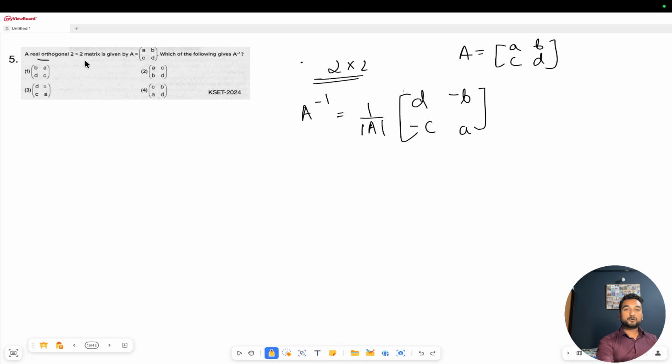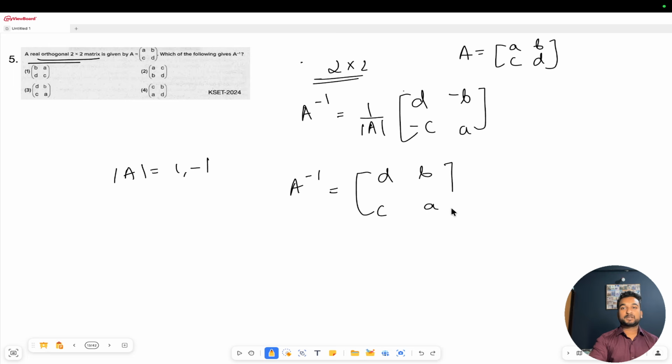But here they have given an orthogonal matrix, and for an orthogonal matrix its determinant is +1 or -1. For any orthogonal matrix, its determinant is +1 or -1. So A inverse can also be written for the orthogonal matrix, which is given here A, B, C, D. You can write it as D, B, C, A. If you take this minus outside and just take the determinant as -1, this can also be an answer. So check where this option is there. D, B, C, A. So option 3 is correct.